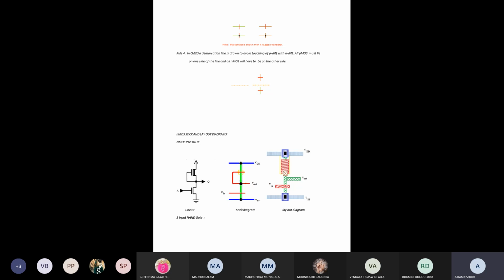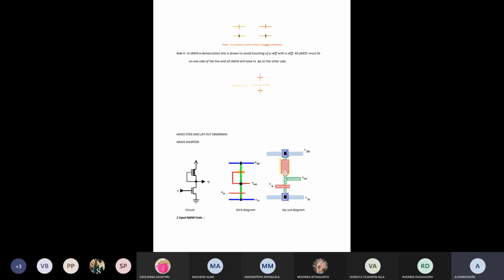That means in this NMOS technology, we use only the NMOS transistor. That's why vertically we have to draw a diffusion line. Over the diffusion line, we are overimposing a polysilicon line. Then it works as a simple inverter.